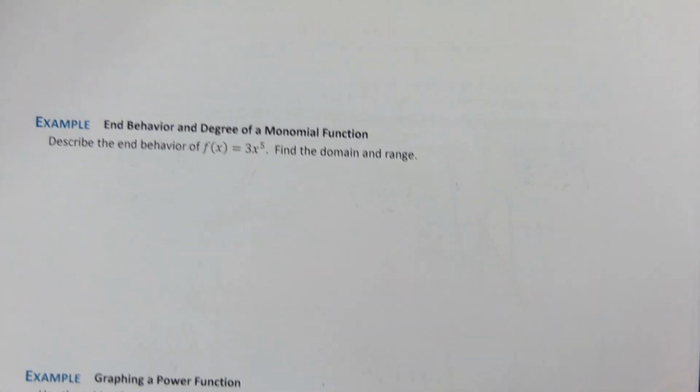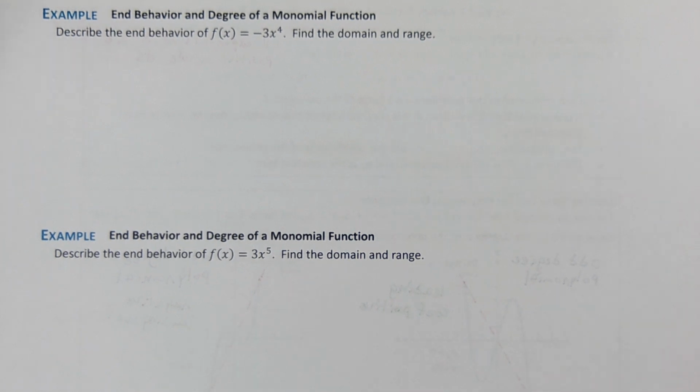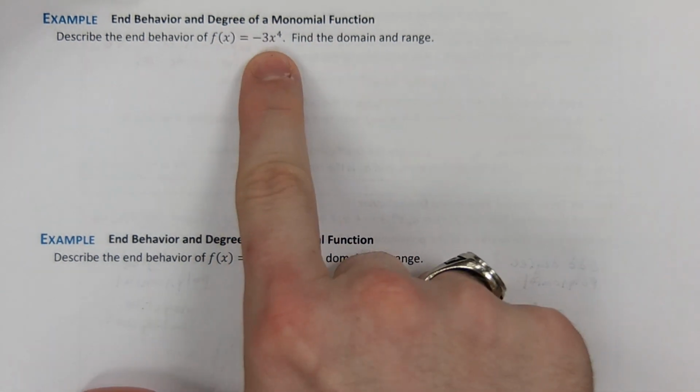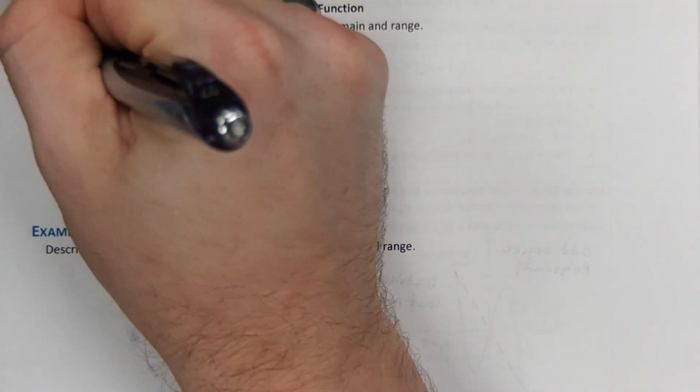So what are we doing first? Well, first we're going to describe our end behavior using limit notation, as well as find domain and range. This is only one term, so I think we can all see what the leading term is. It's right there. So the degree, what is the degree of this monomial?